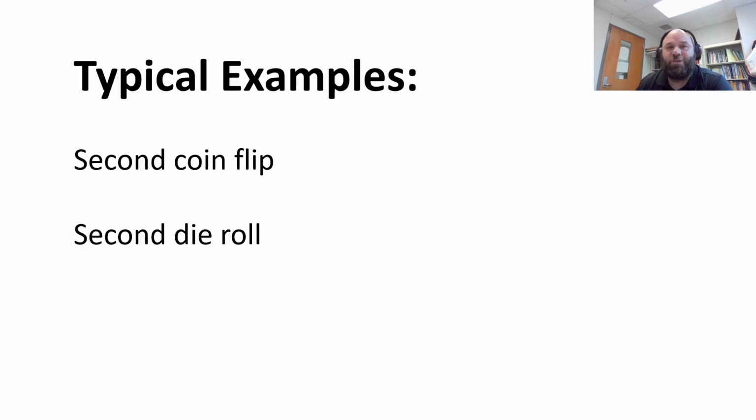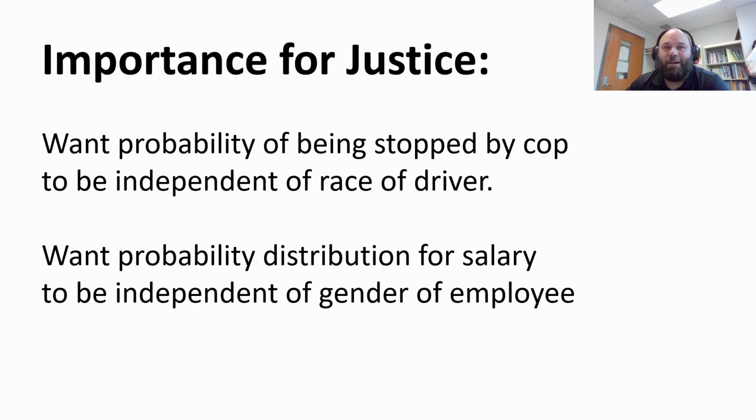But let me briefly mention why this is an important concept for justice. Let's go back to our probability of being stopped by a cop. We would want the probability of being stopped by a cop to be independent of the race of the driver. Think about what that means. If that's not true, if there's different probabilities of getting stopped for different races, then that means there's a justice issue, right? Racial profiling, for example.